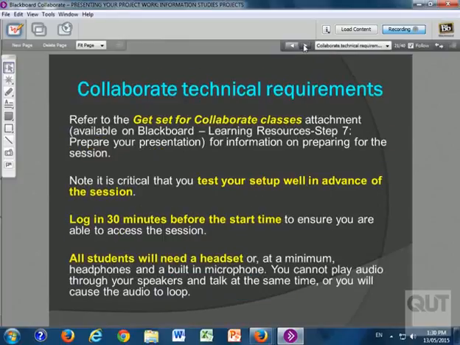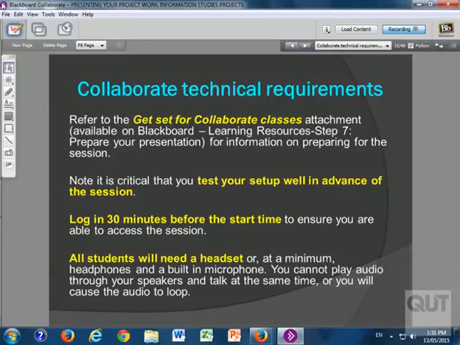And these are some technical requirements, just so that you have these on record for yourself, so you know exactly what you need to do. Test your setup well in advance of the session. If you come in to collaborate, one of the things that I'll be asking you is, have you run the setup wizard?